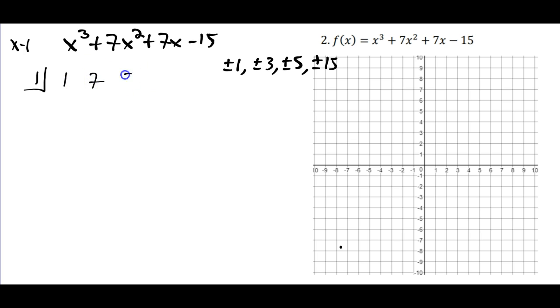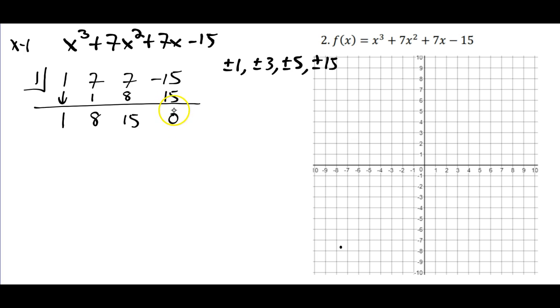1, 7, 7, and negative 15. Drop the first 1. Multiply. 1 times 1 gives me 1. Add. 1 times 8 gives me 8. Add. 1 times 15 gives me 15, add, and I get 0.